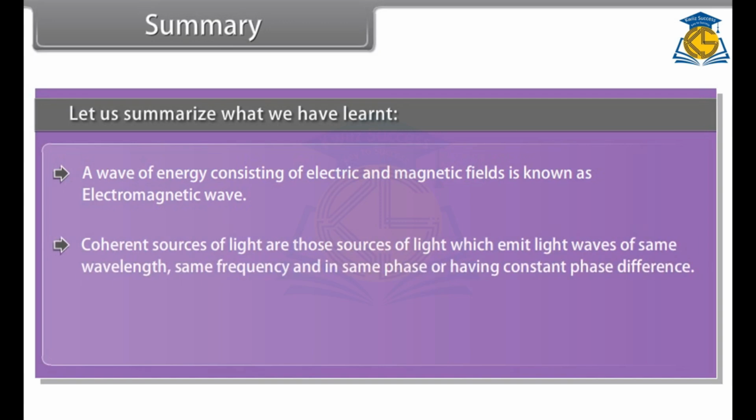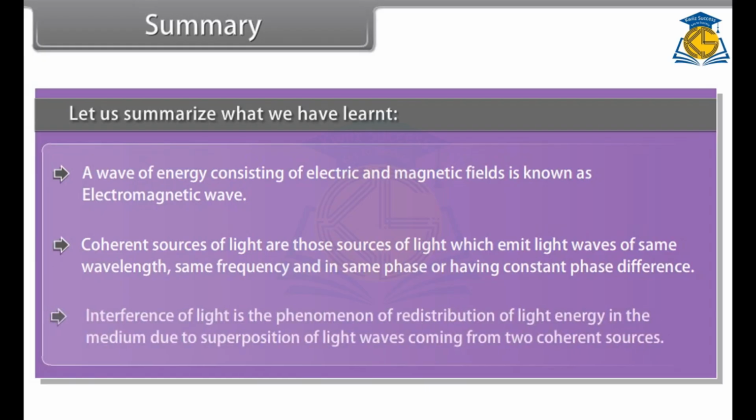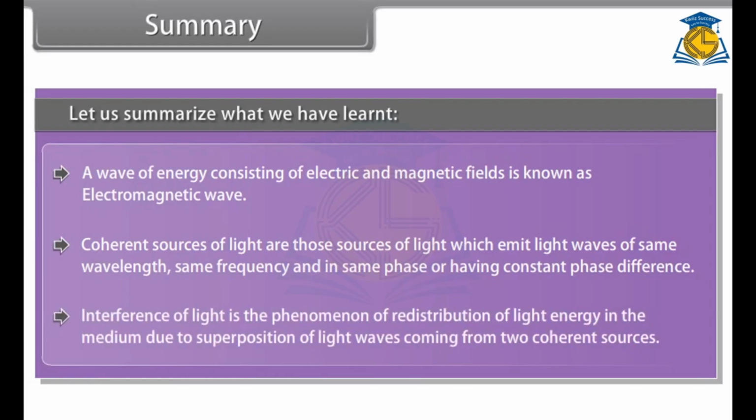Coherent sources of light are those sources of light which emit light waves of the same wavelength, same frequency, and in the same phase or having a constant phase difference. Interference of light is the phenomenon of redistribution of light energy in the medium due to superposition of light waves coming from two coherent sources.